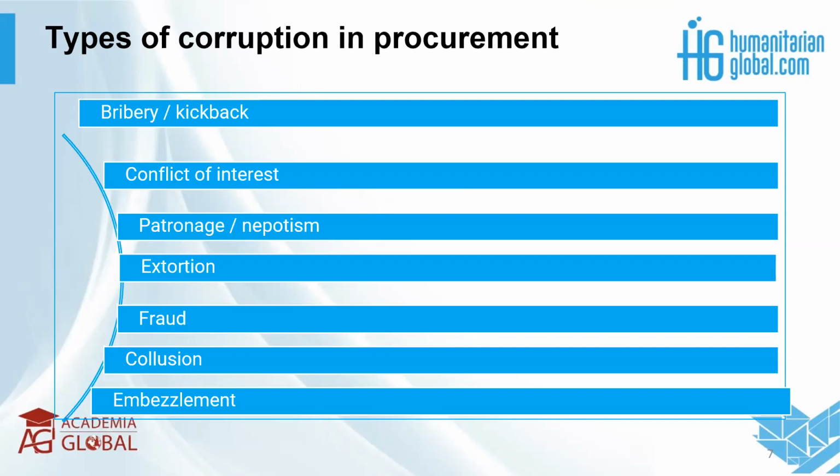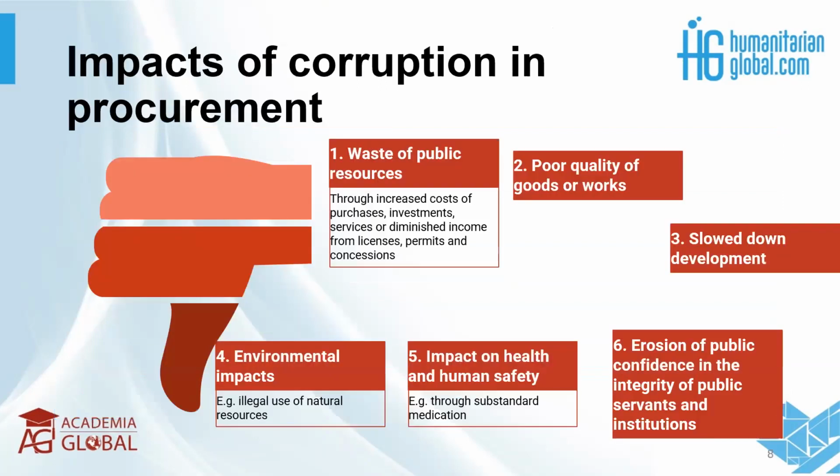You know, like people in risk areas are not getting medicine. People in places where there's fire, there's disaster, they get compromised or they don't get what they're supposed to get because you, as a procurement professional, you're taking advantage of the whole process that you're supposed to be managing. With that said, let's look at the impacts of corruption in procurement.